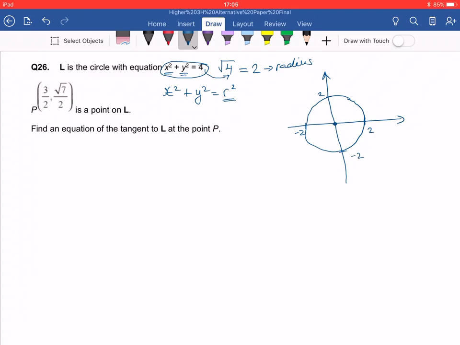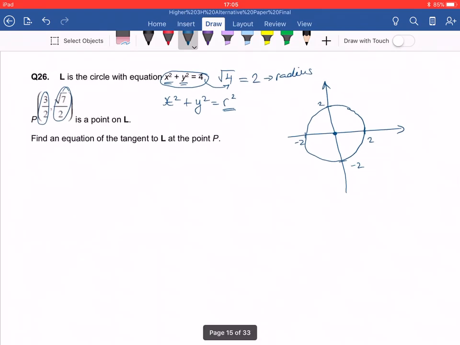Great. So point P is 3 over 2, root 7 over 2. Because these coordinates are both positive, my point is going to be somewhere here, in the positive quadrant. So I'm going to do a ballpark estimate of where that's going to be. So that's my point P there. And it's asking me for the equation of the tangent.